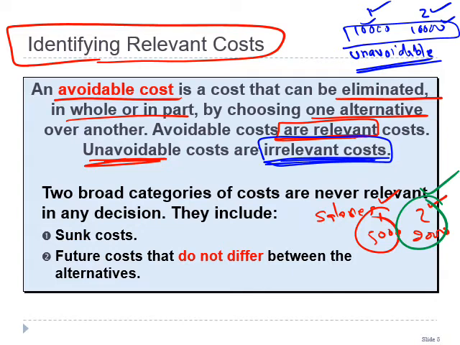So the two broad categories of the cost that are never relevant in any situation, in any decision. They include sunk cost. And what is the sunk cost? A sunk cost is a cost that has already been incurred and cannot be avoided regardless of what managers decide to do or not, right? So it means it's already sunk, drowned, you cannot recover that one. So the sunk cost is always irrelevant.